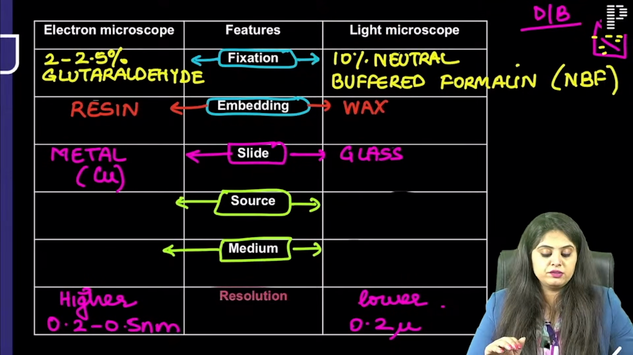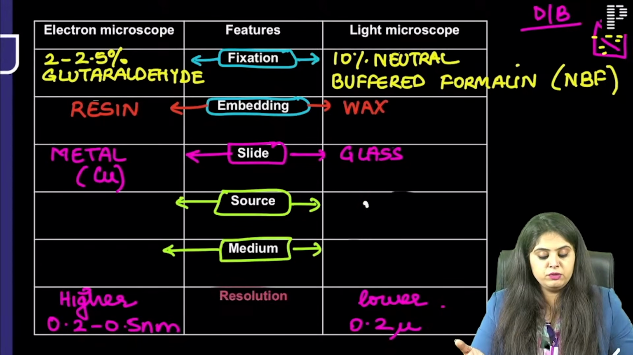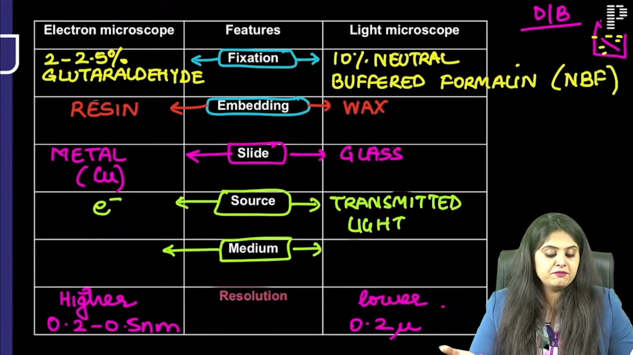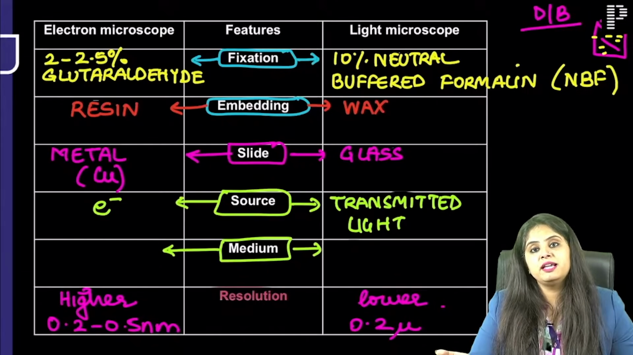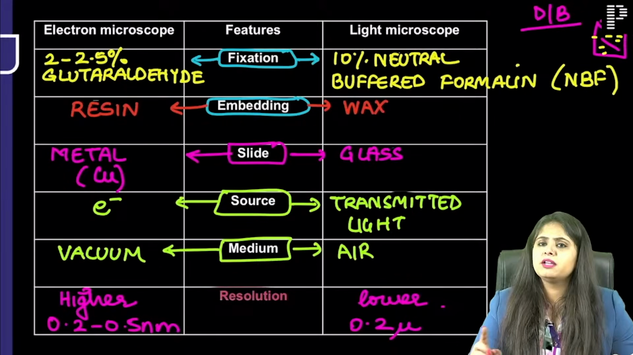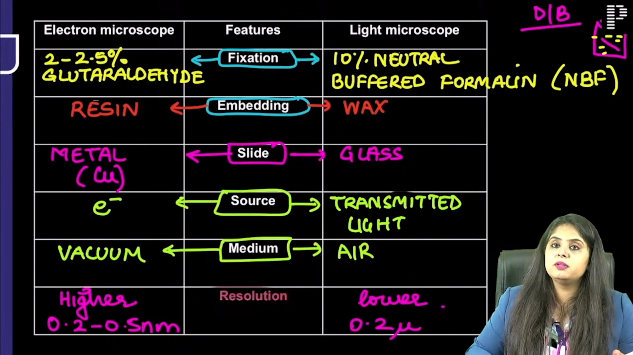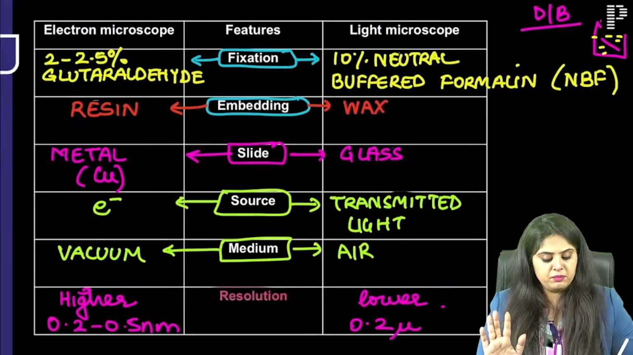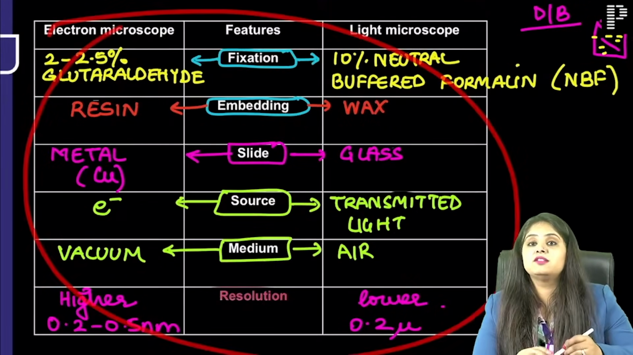Finally, you are done. What is the source? For a light microscope, you will be using light, transmitted light. And for electron microscope, you will be using electrons. For electrons, make sure that the medium has vacuum. Whereas for light microscope, you keep that microscope here on my table, it will work in air. There is not a problem. Finally, your entire story is done. So now listen to the story.